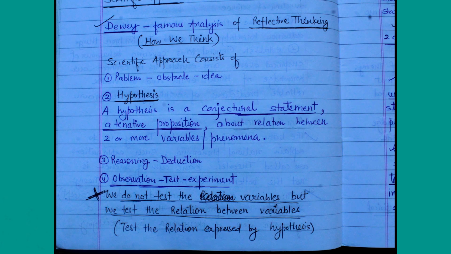Now I have written in black pen, we do not test the variables, but we test the relationship between variables. If I am looking at the effect of temperature on pest population, I am not actually testing the temperature and not testing the pest population. I am testing the relationship between temperature and pest population. When temperature goes up, what happens to my pest population? So the relation between these two is studied under this model. So these are the characteristics of the scientific approach.